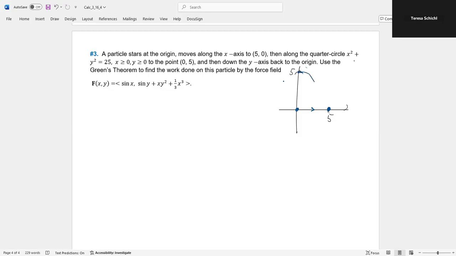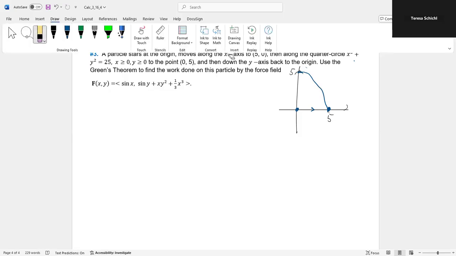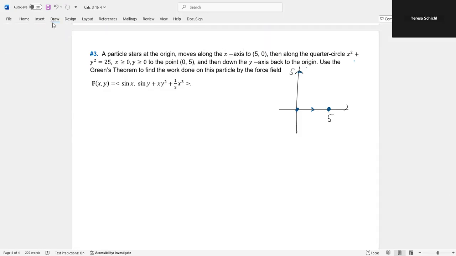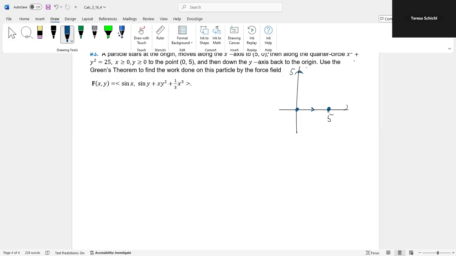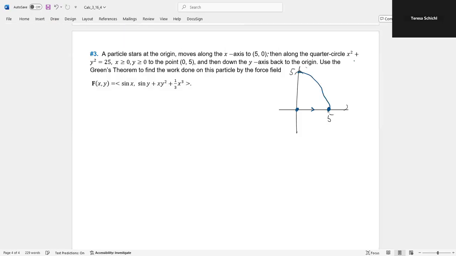Excuse me, my circle doesn't look like a circle, but here it's smooth, right? So from my circle, I travel to (0, 5), then going back down to (0, 0).